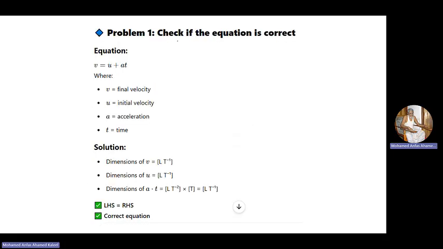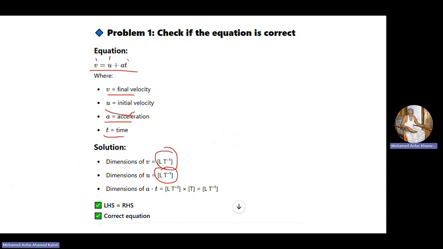Problem 1: checking the first equation, v is equal to u plus at, where v is the final velocity, u is the initial velocity, a is the uniform acceleration, and t is the time taken for this travel. We already know that velocity is displacement over time. The dimension of velocity is LT minus 1. Similarly, the dimension of u is also LT minus 1.